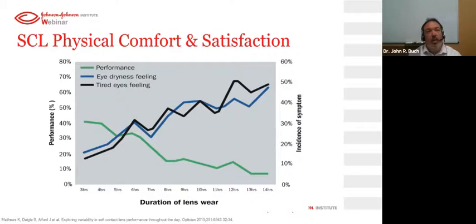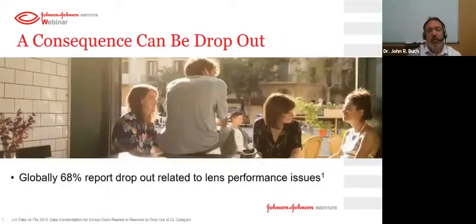It's more in line with what I would consider a visual comfort sensation. So these symptoms, both tired eyes and eye dryness, both physical comfort and visual comfort, actually mirrored the drop in contact lens performance throughout the day. Okay, so there was more to it than just physical comfort. And it's important that we consider both physical and visual comfort concerns when fitting our patients with contact lenses, because globally 68% report dropping out of their contact lenses for performance issues.